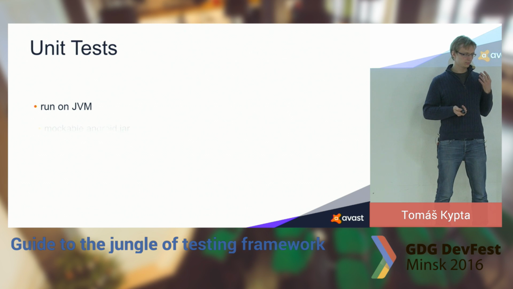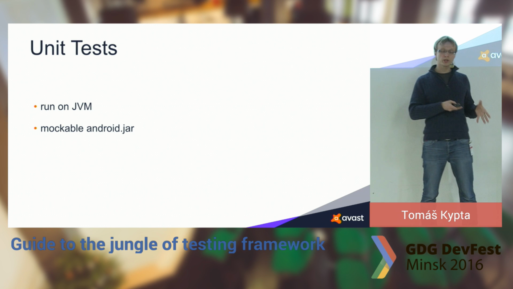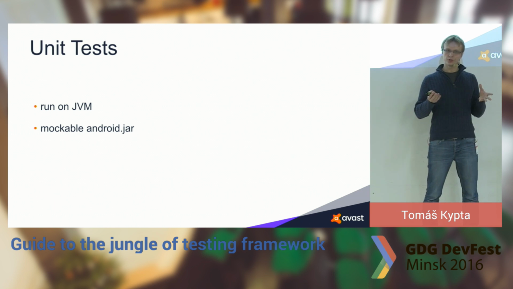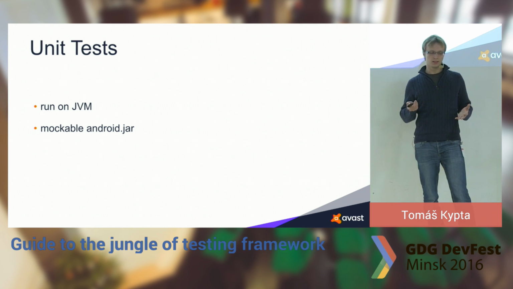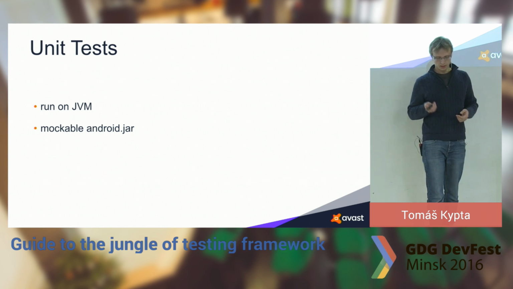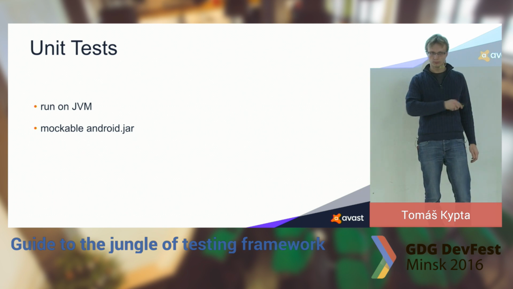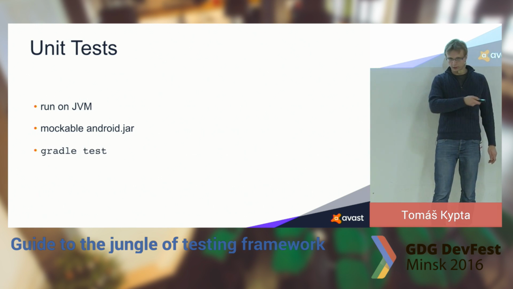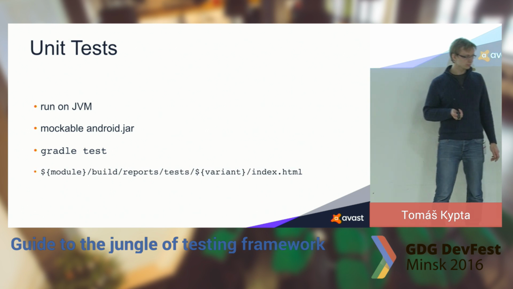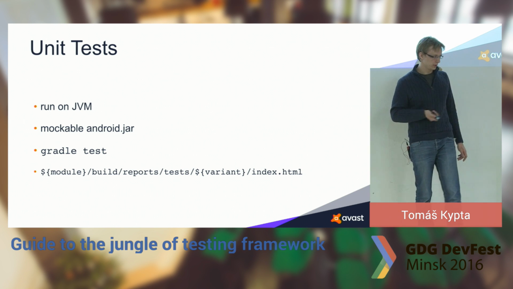So to enable testing it, the SDK now has the so-called mockable Android jar. It's an Android jar with some empty implementations of the APIs. It does nothing, but it's mockable because the final keyword was removed from all the source code. To run unit tests from Gradle, just run Gradle or the Gradle wrapper and the test task. And it will run the tests and generate an HTML report again in the build folder.